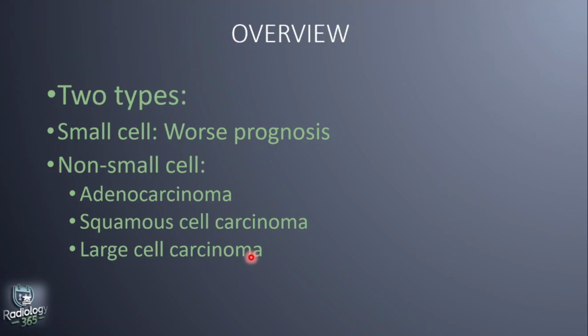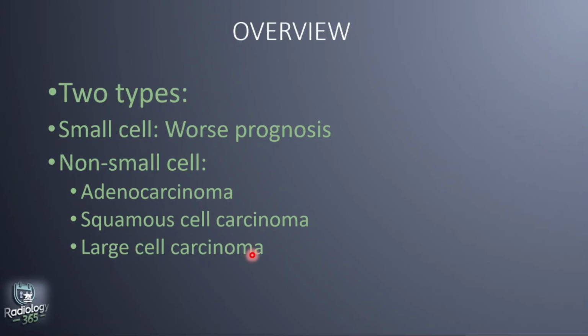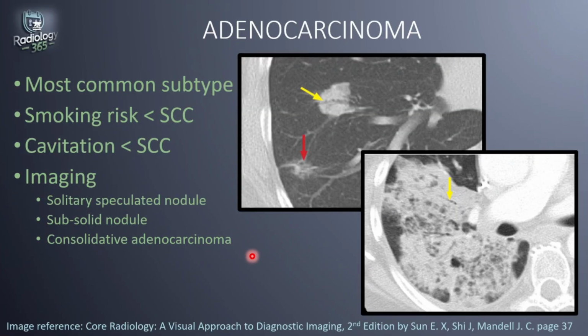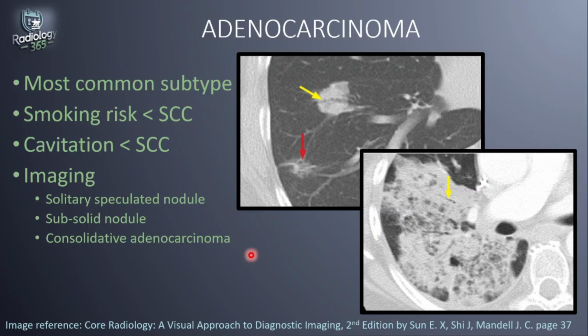So lung cancer can be thought of as two types: small cell and other histologic subtypes that are non-small cell, such as adenocarcinoma, squamous cell carcinoma, large cell carcinoma. Adenocarcinoma is the most common subtype of lung cancer. It is related to smoking, but to a lesser degree than squamous cell. Cavitation can also occur, but this is also less commonly seen compared to squamous cell carcinoma.